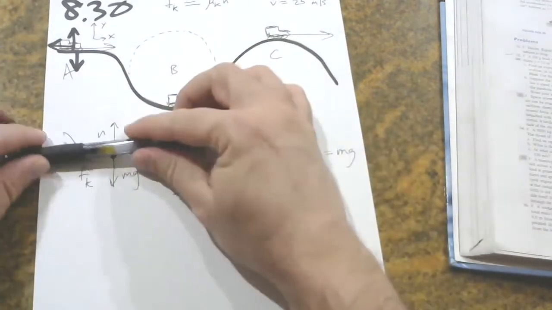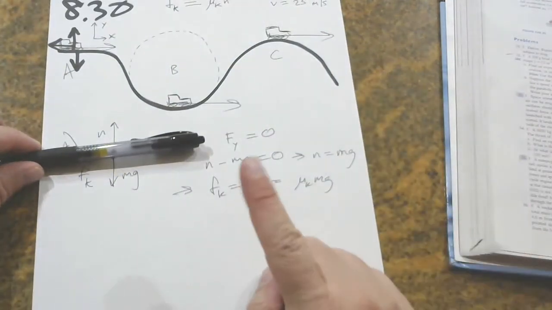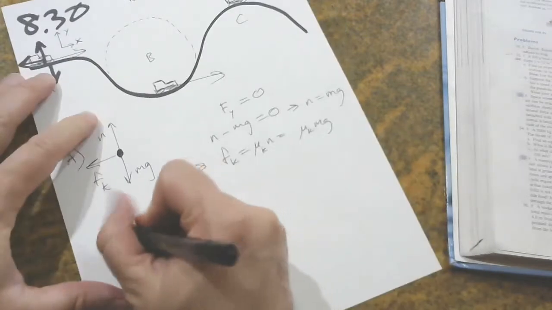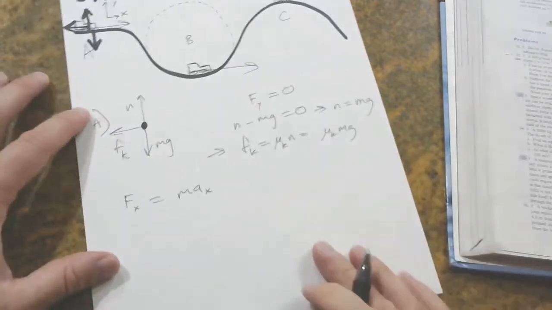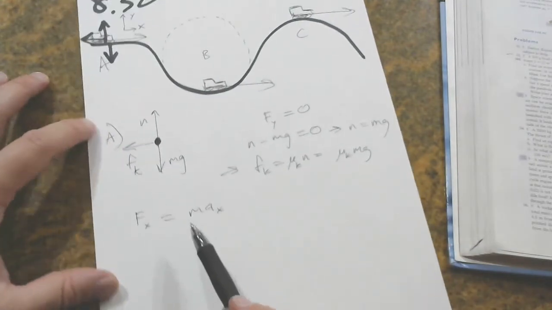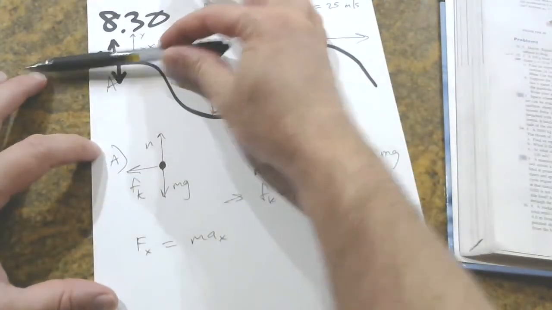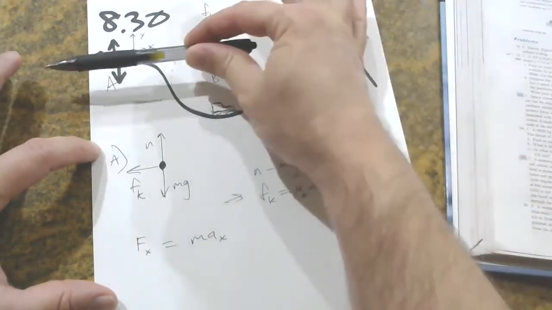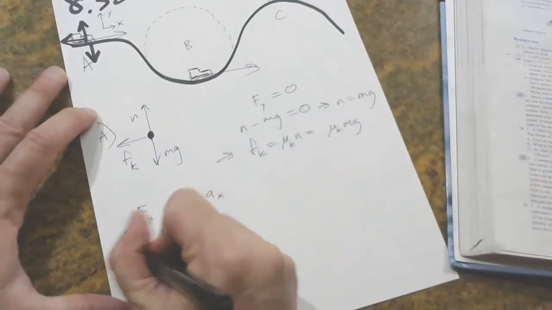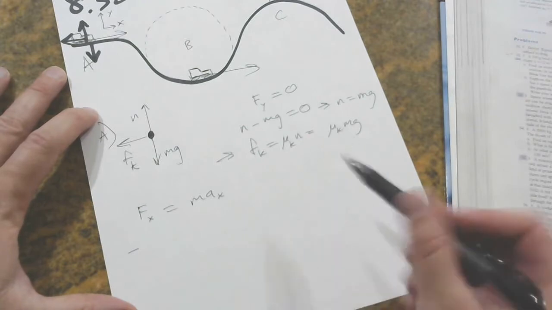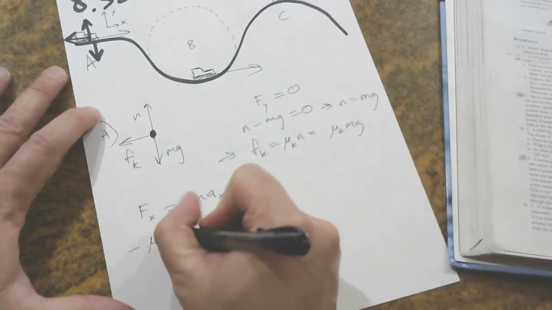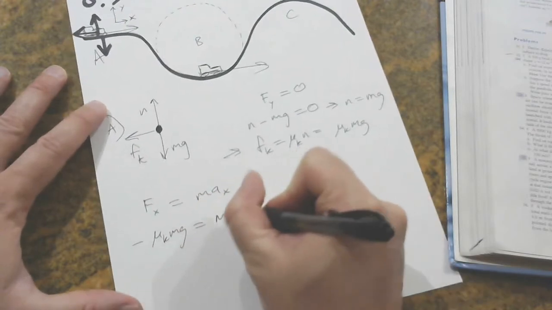So we can now look at the x-axis and figure out what the acceleration is going to be. The net force in the x direction is mass times acceleration in the x direction. I only see one force horizontally. That's the kinetic friction, which points in the negative x direction. So negative Fk. Well, Fk is this. So I'm just going to substitute directly. This is the kinetic friction.